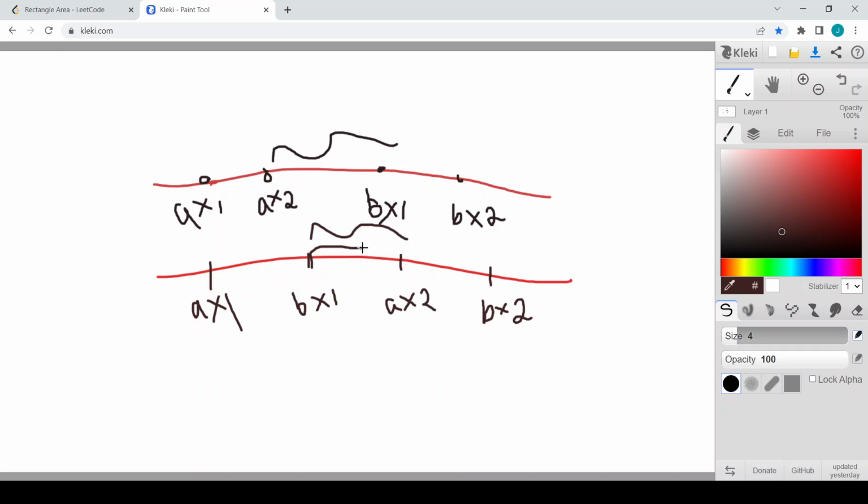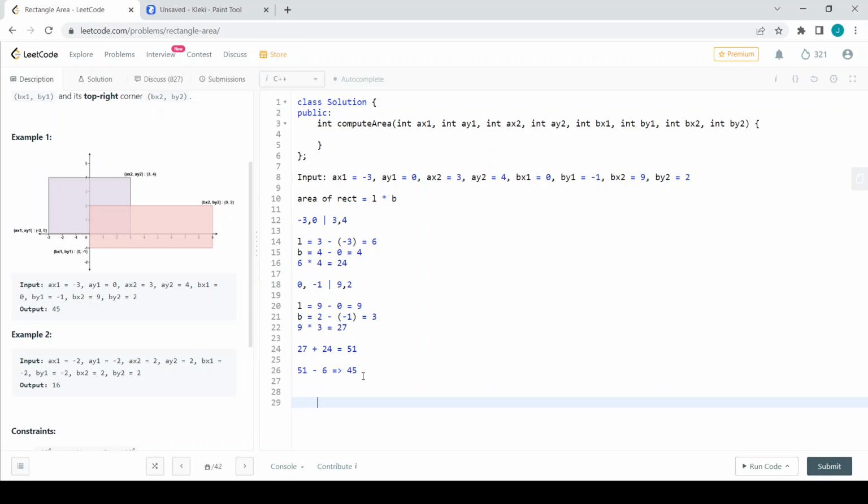If we are able to find this distance, this is the x overlap, and in a similar way we can find it for the y direction, the y axis line, and find the y overlap. So we can calculate the overlap by writing the formula here: min of ax2 comma bx2 minus the max of ax1 comma bx1.